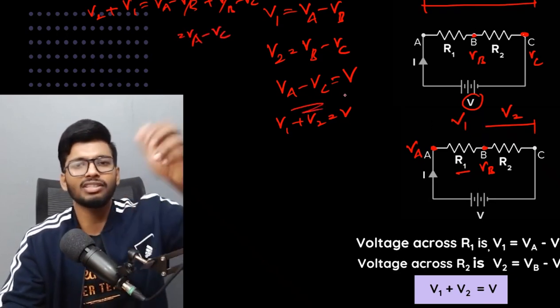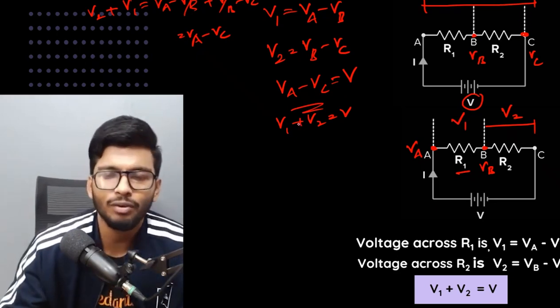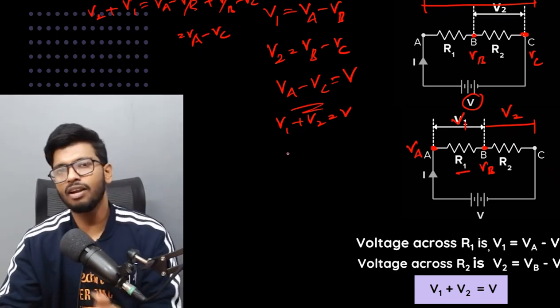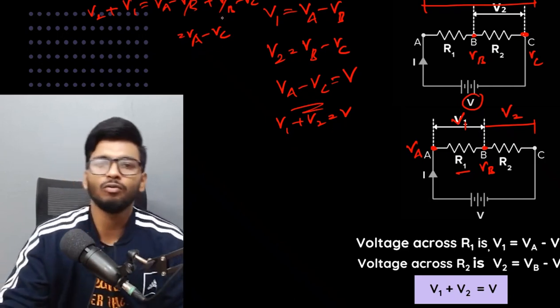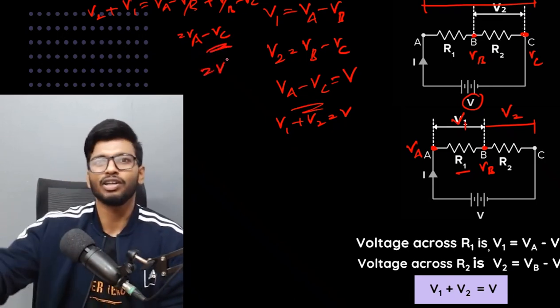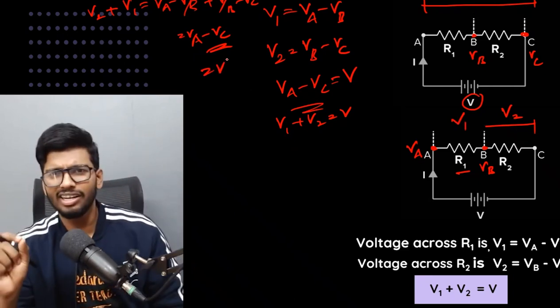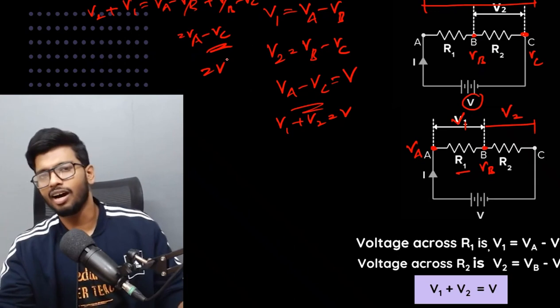So VA minus VC is nothing but V, because that is the potential applied by the battery. Simple. So when you add them up together, you will get V1 plus V2 is equal to V, because VA minus VC is nothing but the potential difference applied by the battery. All right. I hope it's making sense, people. It's a very small derivation, but yet something that can be asked for 2 to 3 marks.